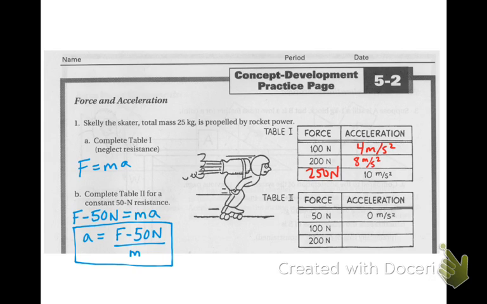Now, how did I get that? Again, it's because we're dealing with a 50 newton force of resistance. It's moving in the opposite direction, so our resistance force has to be subtracted from our force itself. So now we can take that information and solve for our acceleration. Acceleration equals 100 newtons minus 50 newtons over our 25 kilograms. So our acceleration would be 2 meters per second squared.